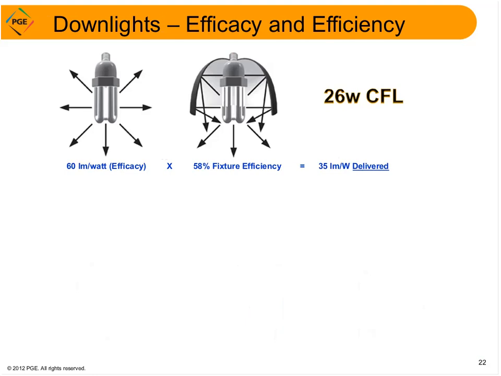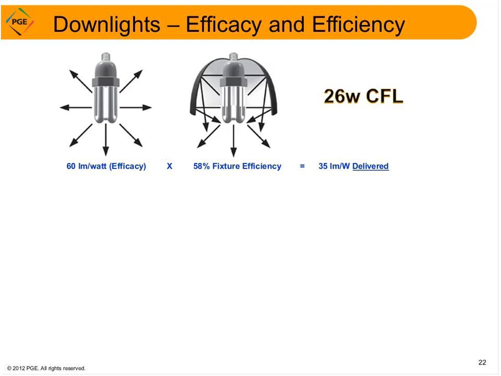So here we're going to take a look at downlights to help illustrate the difference between efficacy and efficiency and how that affects the amount of light delivered into a space. Efficacy, again, is the term that indicates the lumens per watt of a light source. Efficiency describes how much of the available light actually gets out of a light fixture.